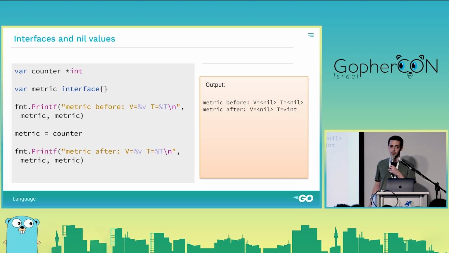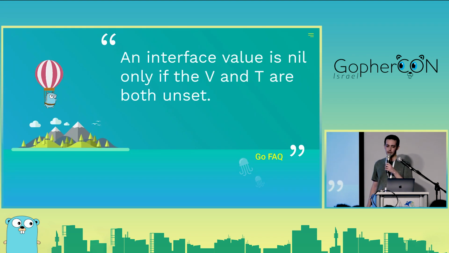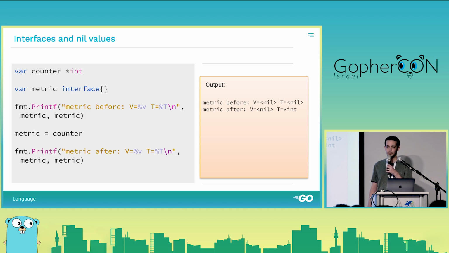So to finally understand why metric does not equal nil, we need to be aware of the following. An interface value is nil only if the value and type are both unset. Let's go back to our example again. You can see here that after the assignment, the dynamic value is unset, it's nil. The dynamic type is a pointer to integer. And that's why metric does not equal nil.